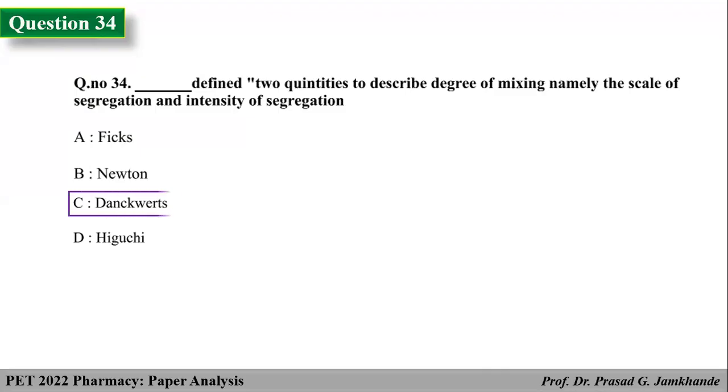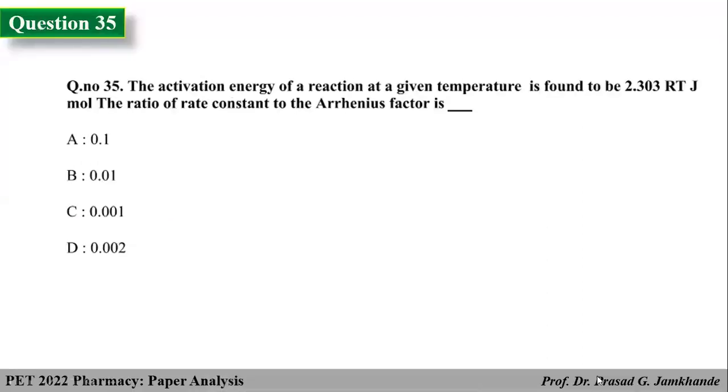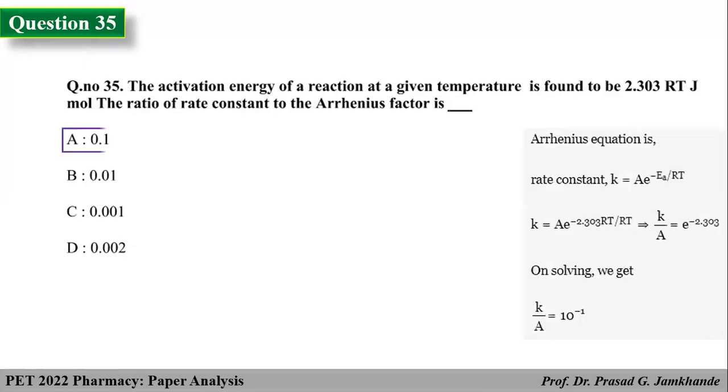That means the two quantities used to describe the degree of mixing, namely the scale of segregation and the intensity of segregation, are related with the Danckwerts. Next, the activation energy of a reaction at a given temperature is found to be 2.303 RT J/mole. The ratio of rate constant to the Arrhenius factor is? It is related with the calculation.